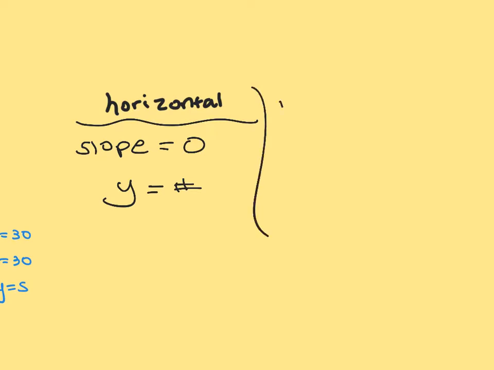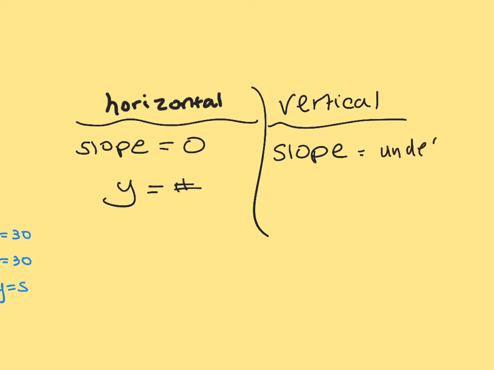And then if it's vertical, then the slope is what? Undefined, right? Or there's no slope. Those mean the same things. And it's x equals a number.